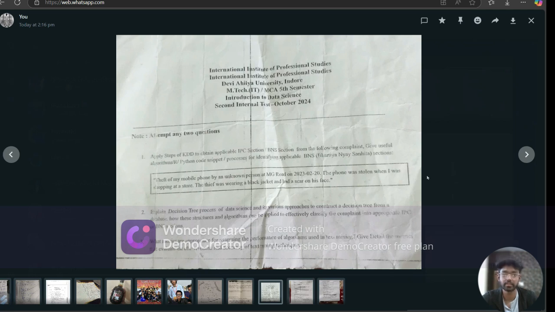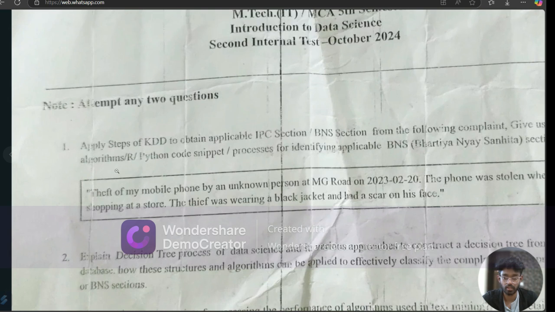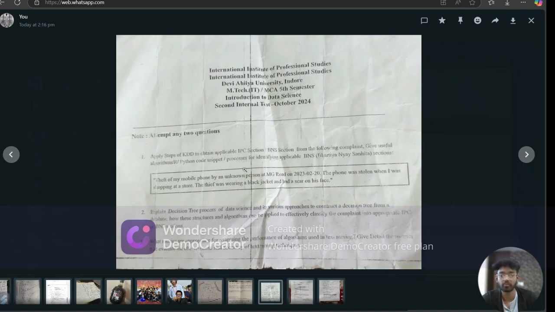So hello guys, in this video we are going to discuss the second internal paper of the subject Data Science. First, apply the steps of KDD to obtain the applicable IPC section and BNS section from the following complaint. Give useful algorithms, code snippets and process for identifying the applicable sections.